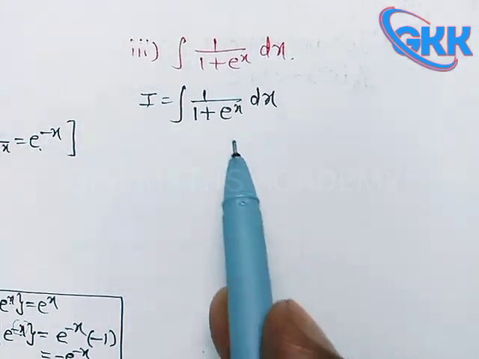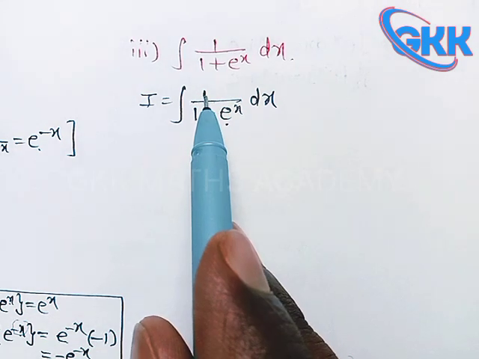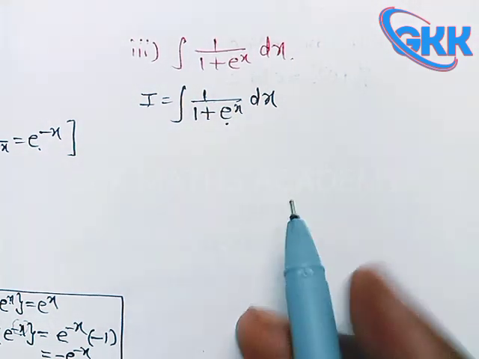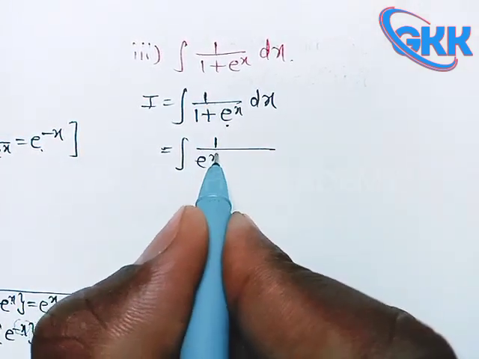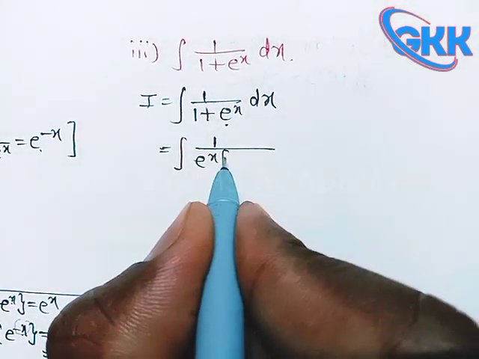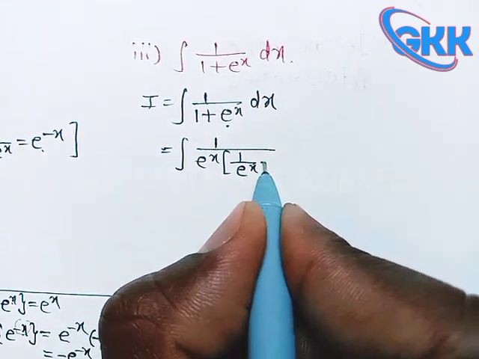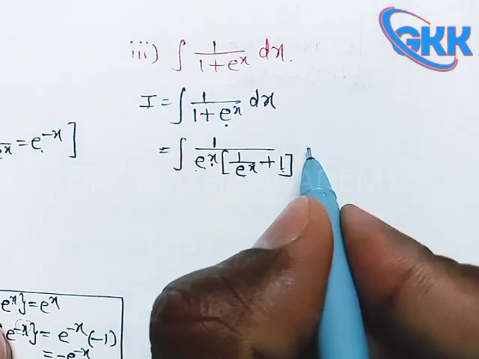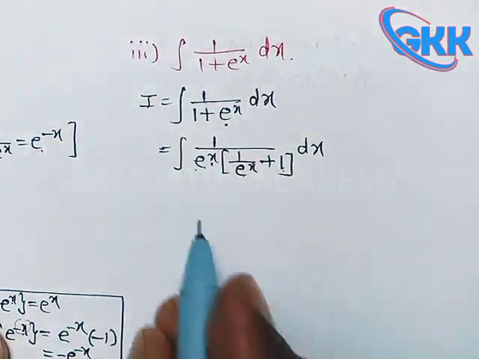First of all, d by dx of e power x should be there. But is there any e power x? No. What you are going to take common? You are going to take common e power x. Why we are taking e power x common? In order to get the e power x in numerator. So if you take e power x here, what will you get here? 1 upon e power x plus 1, dx.